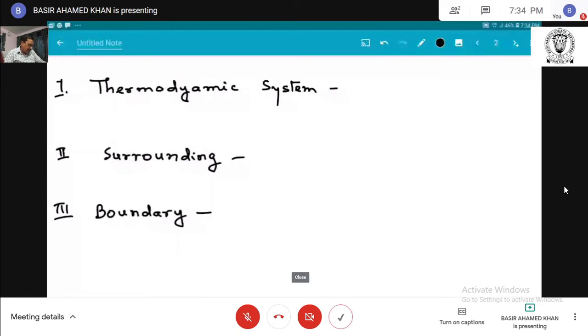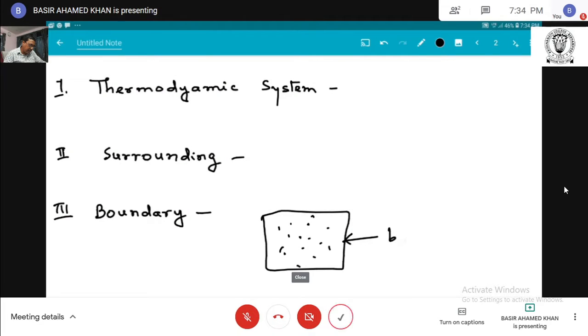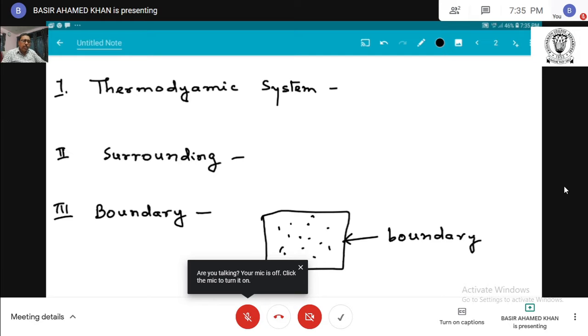That means this is a thermodynamic system. Suppose this is a gaseous system and this wall is the boundary. That means the boundary of a system is the envelope that encloses the system and thereby separates it from its surroundings. This is called boundary. Now, there are many kinds of boundary wall.